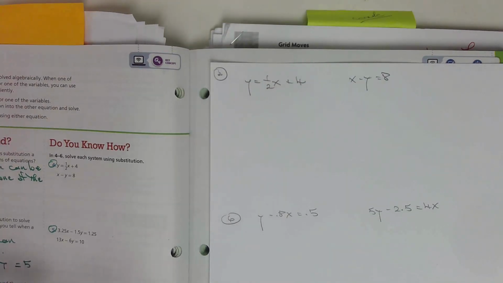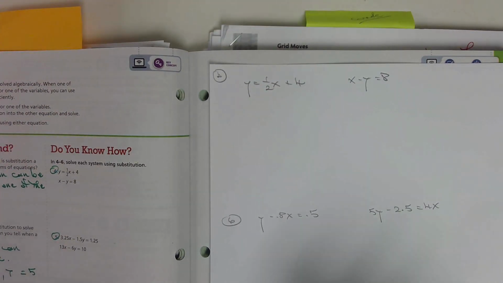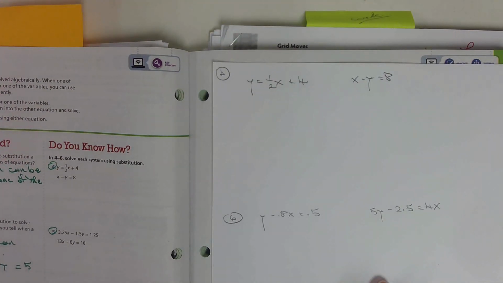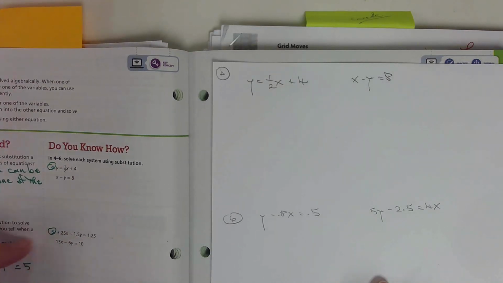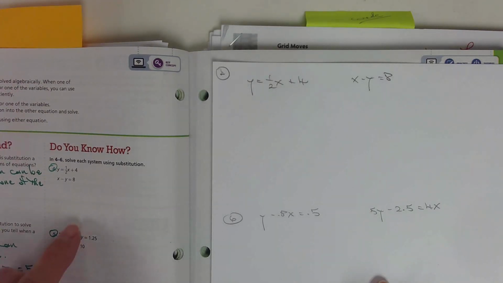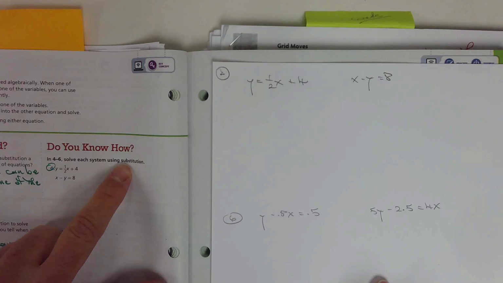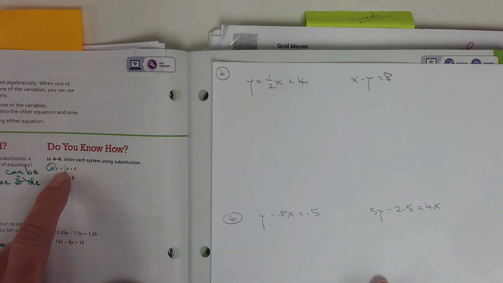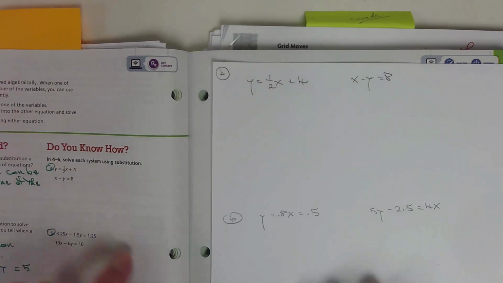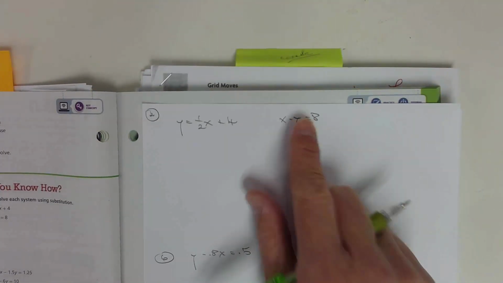But I'm going to do a few of them with you today, and then I'm going to do some more right now to help you guys out. So I'm looking at number 4, on page 284. It says solve each system by substitution. We got two equations here: y equals 1/2 x plus 4, and x minus y equals 8. I wrote them both down right here.